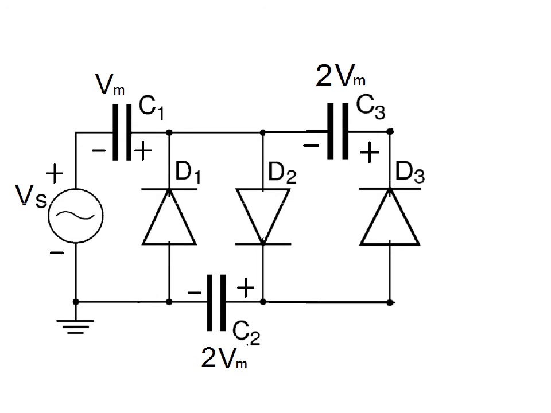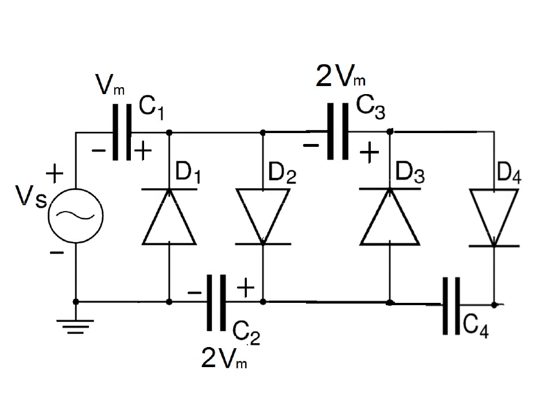Now we will see how we can make a quadrupler circuit. Whatever is shown here is the tripler circuit, and in order to convert this into a quadrupler, we need to add one more branch of diode and capacitor, and those should be connected just like we have connected C2 and D2. So this is the way in which we can construct a quadrupler.